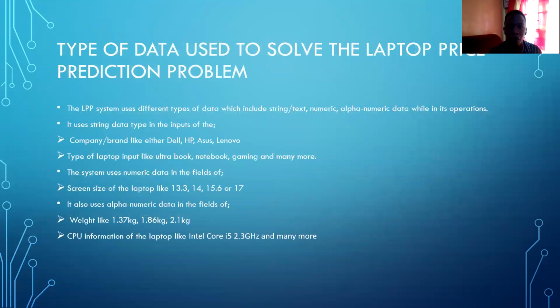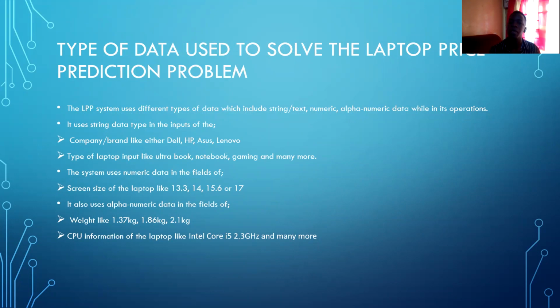Types of data used to solve the laptop price prediction problem. Firstly, the LPP system uses different types of data. Don't get misled: when I say LPP, that's the laptop price predictor. The LPP system uses different types of data, which involve string or text, numeric, and alphanumeric data in its operations.